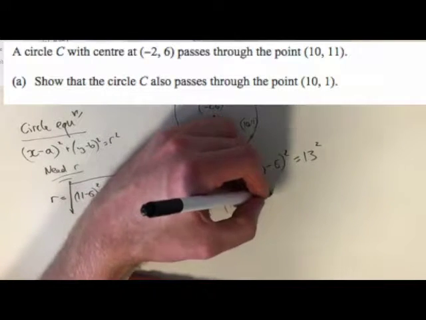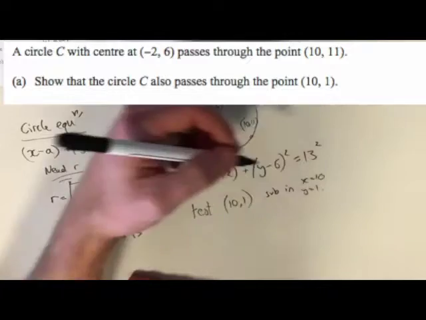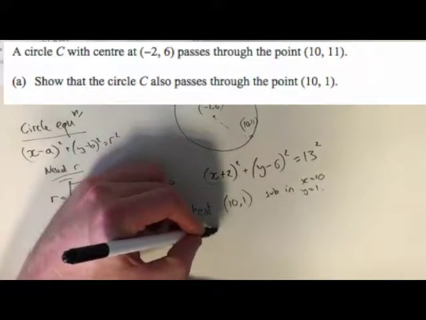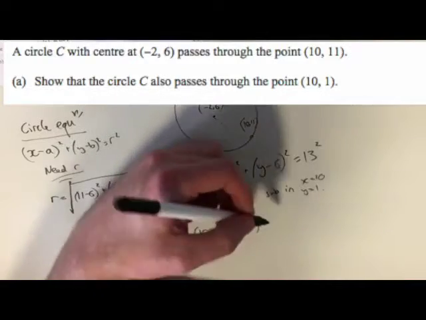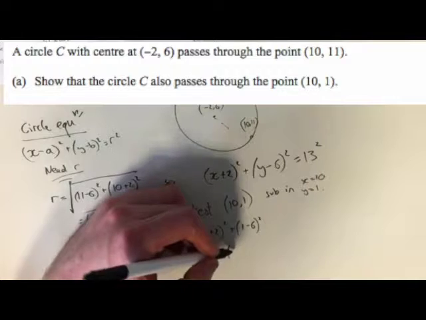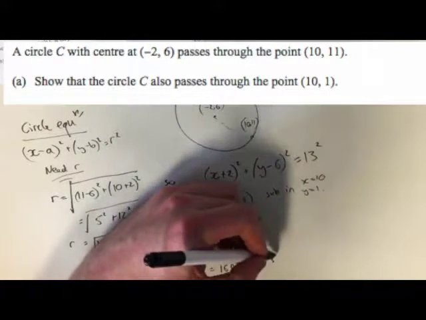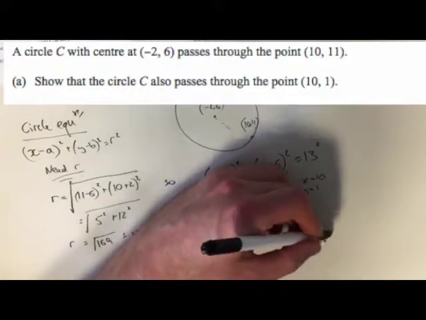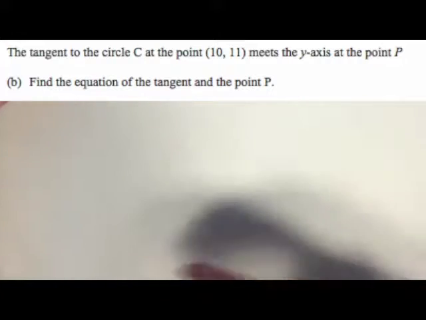And last bit, we just need to test, does (10, 1) lie on that circle? So we're going to substitute in x equals 10 and y equals 1 and check that 13 does equal 13. So yeah, there we go, 13 does equal 13. So we've proved that point is on the circle.